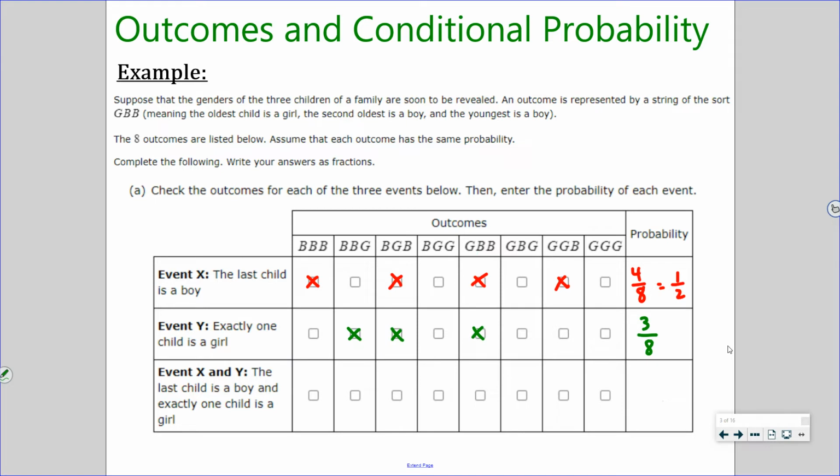Okay, event X and Y combines these 2 events so that the last child is a boy and exactly 1 child is a girl. So from my options, the ones where the last is a boy and exactly 1 is a girl would be this one and this one. Only 2 out of 8, or 1/4.